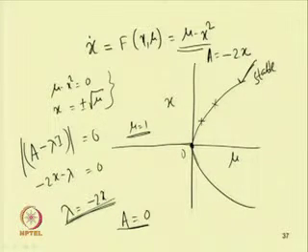So, this branch is a stable branch. For this branch, let us take a point here, and let this correspond to mu equal to 1, but x equal to minus 1. As x equal to minus 1, our lambda becomes minus minus plus 2.